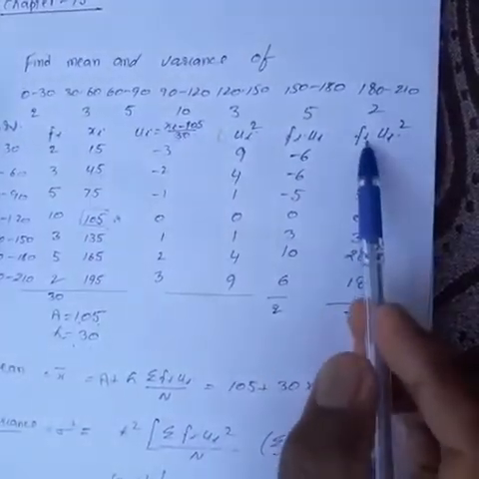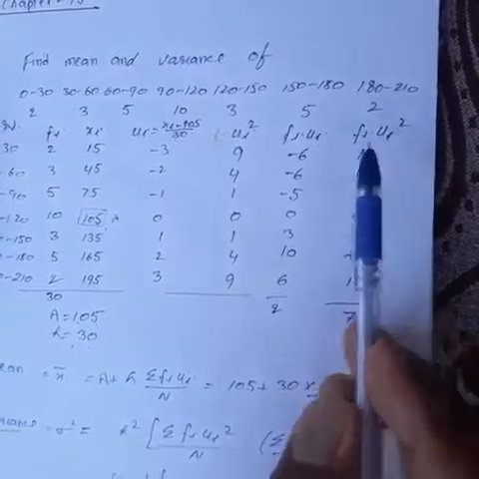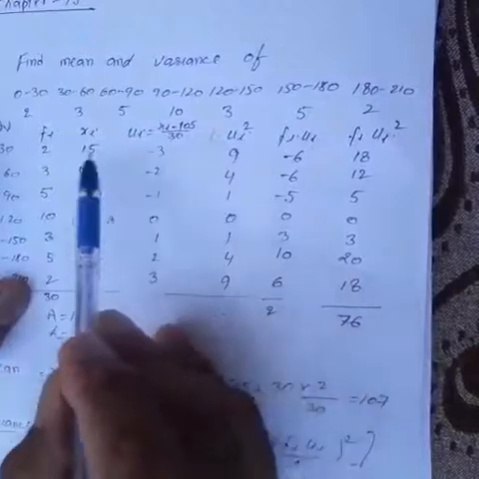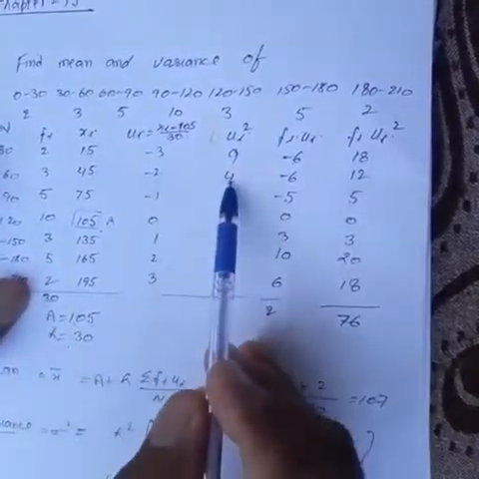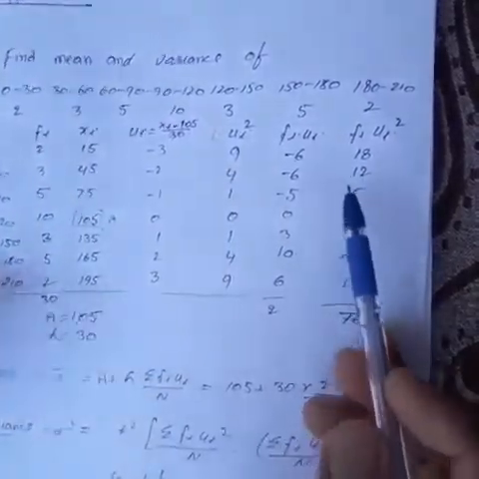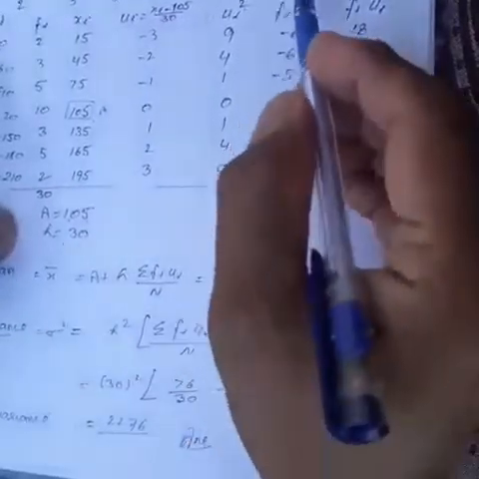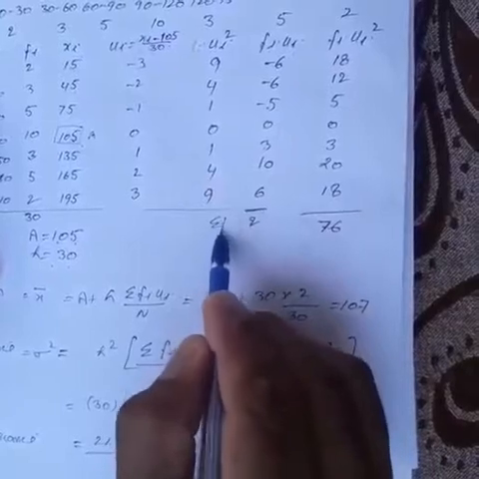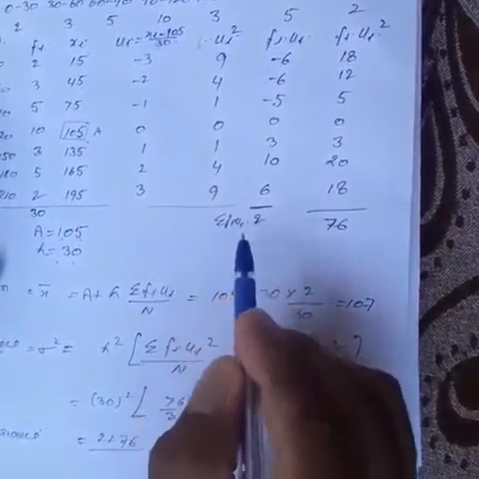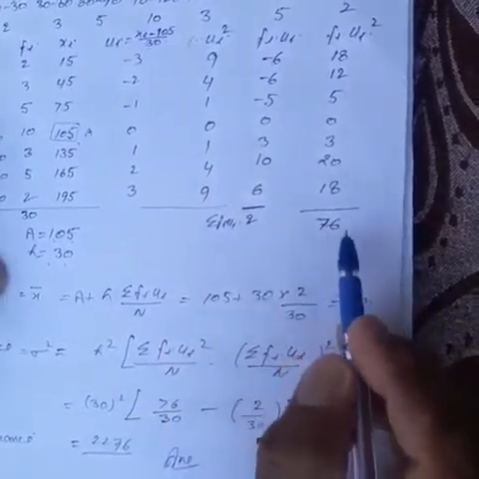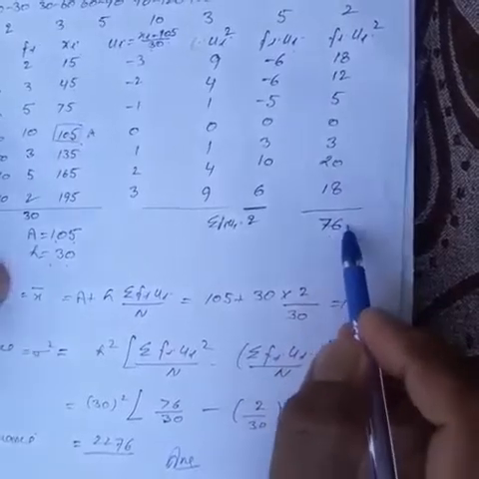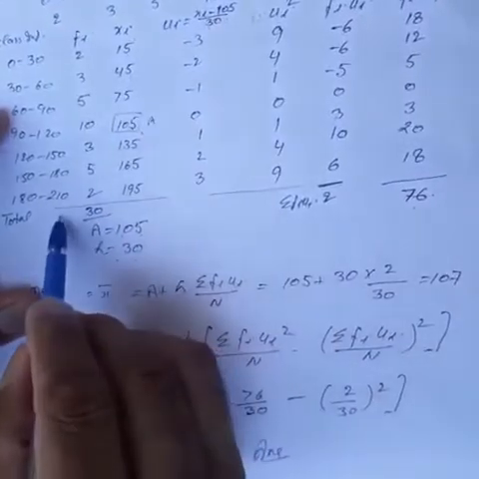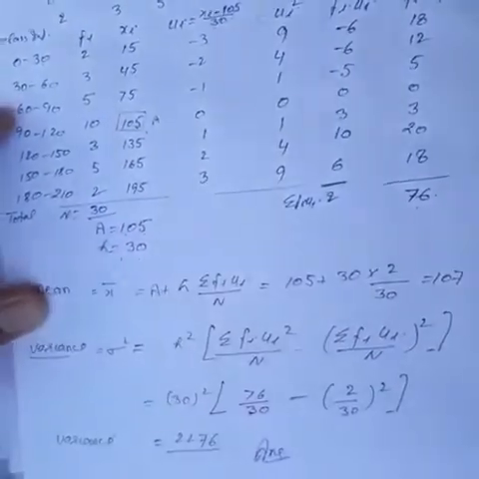Then calculate fi into ui square. So multiply ui square with the corresponding frequency. So 9 2s are 18. Similarly 4 3s are 12 and so on. Then we need the sum of fi ui. This is summation of fi ui, and this is summation of fi ui square. The sum of all frequencies is 30. So this is called capital N, or summation of fi.